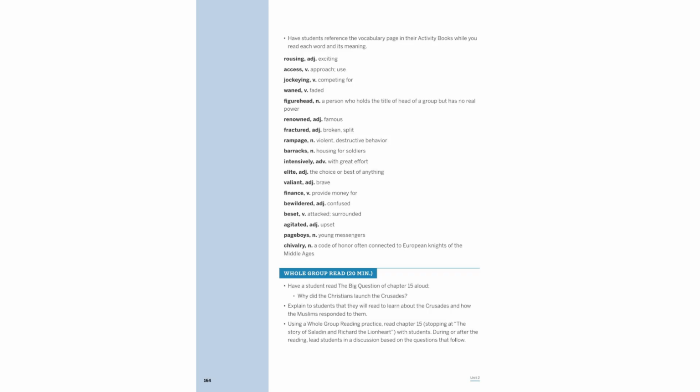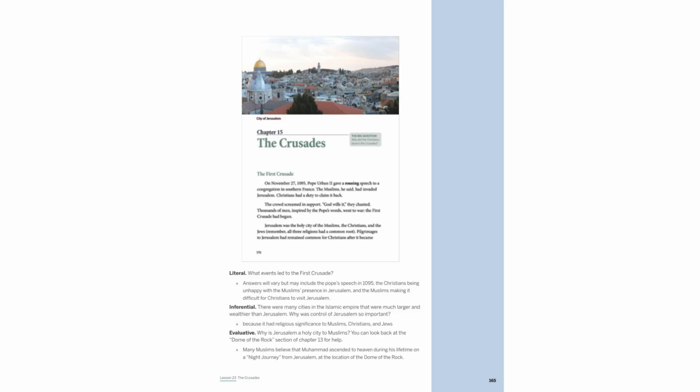The vocabulary terms like rousing and chivalry highlight the fervor and code of honor driving these campaigns. Understanding these terms helps grasp the motivations and dynamics of the Crusades, as well as the Muslim responses to these invasions. The First Crusade was sparked by Pope Urban II's speech in 1095, dissatisfaction with Muslim control of Jerusalem, and restricted Christian access to the city.